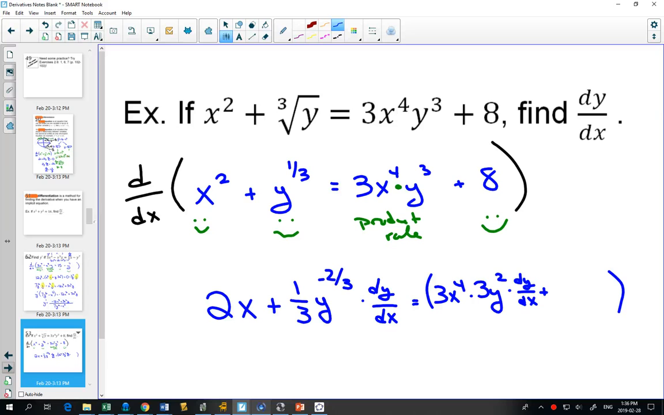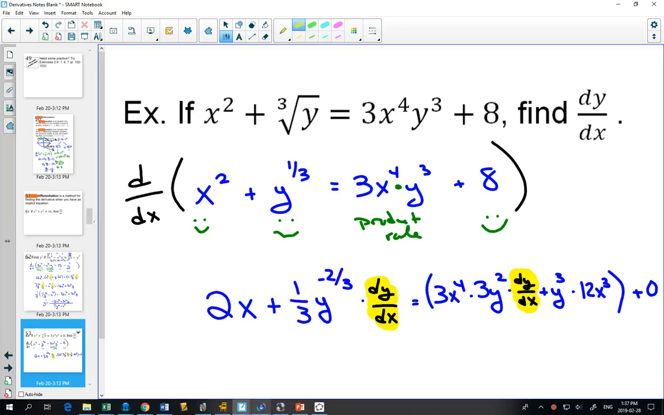Plus, keep the second one the same, which was y cubed, multiplied by the derivative of the first one, which will be 12x cubed. And then the derivative of 8, you wouldn't have to write plus 0, but just so that it looks like we didn't forget about it, I'm going to write plus 0 at the end. How many terms have the derivative in it? We have the derivative here and the derivative here. And that's what we want to solve for.